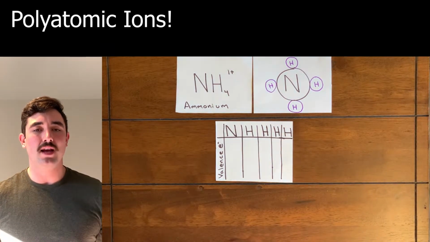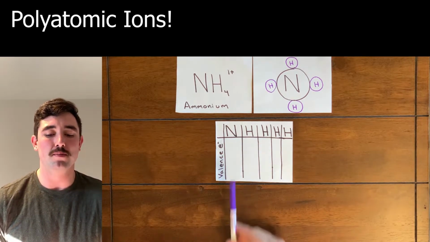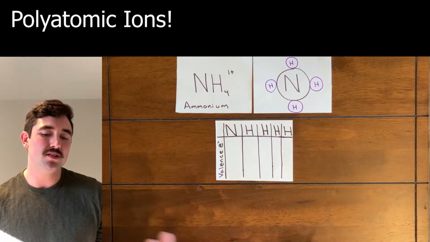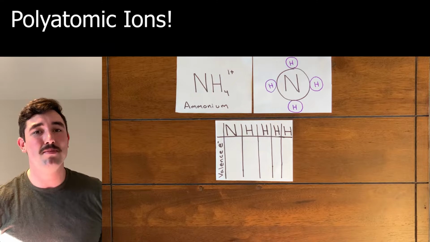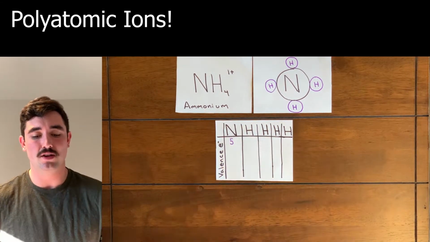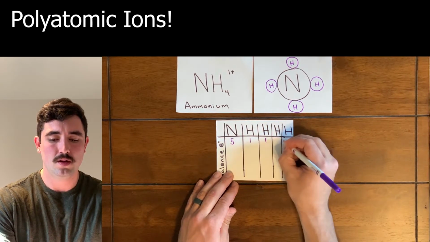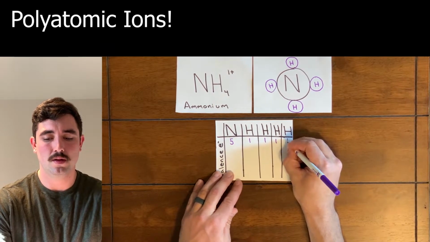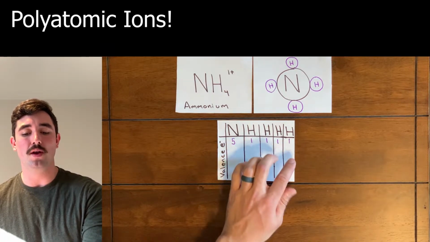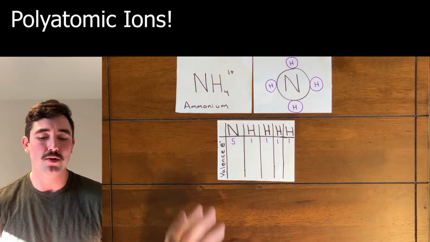Here we have valence electrons, and we have the different atoms that make up ammonium. Nitrogen and 1, 2, 3, 4 hydrogens. How many valence electrons does nitrogen have? We can look at our periodic table up on the board, and nitrogen is going to say that it has 5 valence electrons. Each hydrogen only has 1. So in total, I have 5, 1, 1, 1, and 1. I get a total amount of valence electrons of 9 for ammonium.